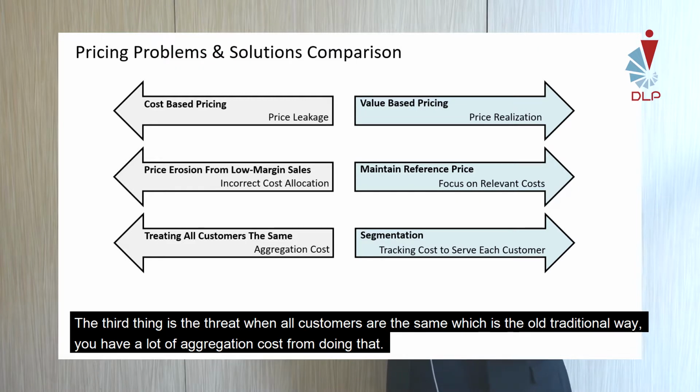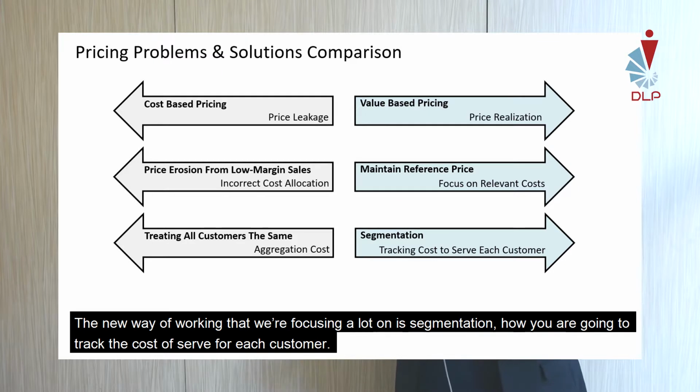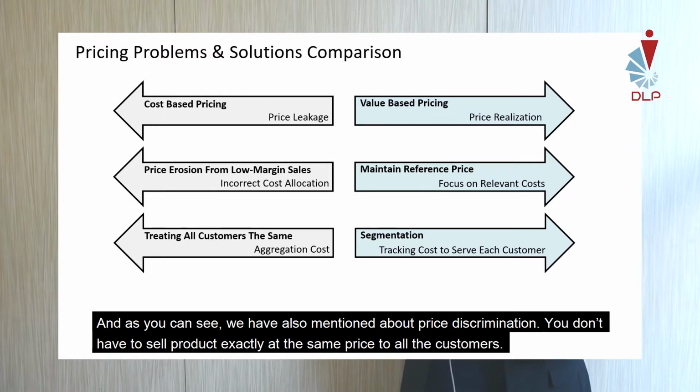The third thing is that you treat all customers as the same. This is the old traditional way. You have a lot of aggregation costs from doing that. The new way of working focuses a lot on segmentation. How are you going to track the cost to serve for each customer? And as you can see, we have also mentioned price discrimination. You don't have to sell the product at exactly the same price to all the customers.